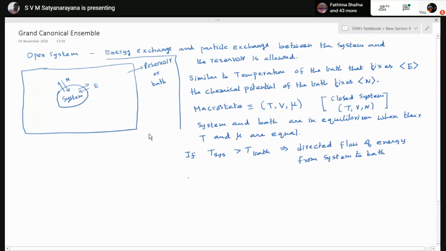In the same way, if mu system is greater than mu bath, that implies there is a directed flow of matter or particles from system to bath. So the equilibrium will get established.